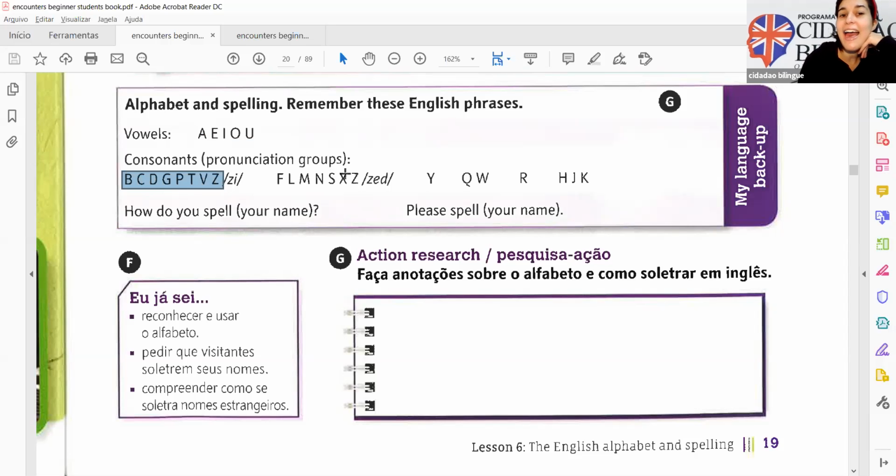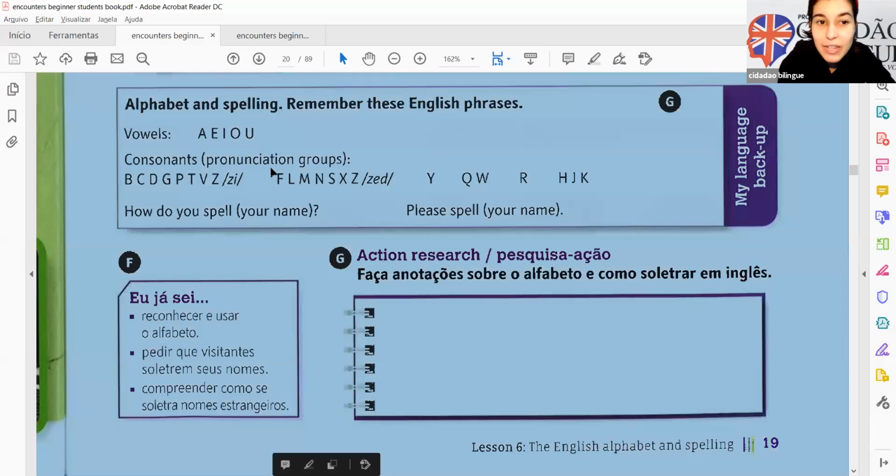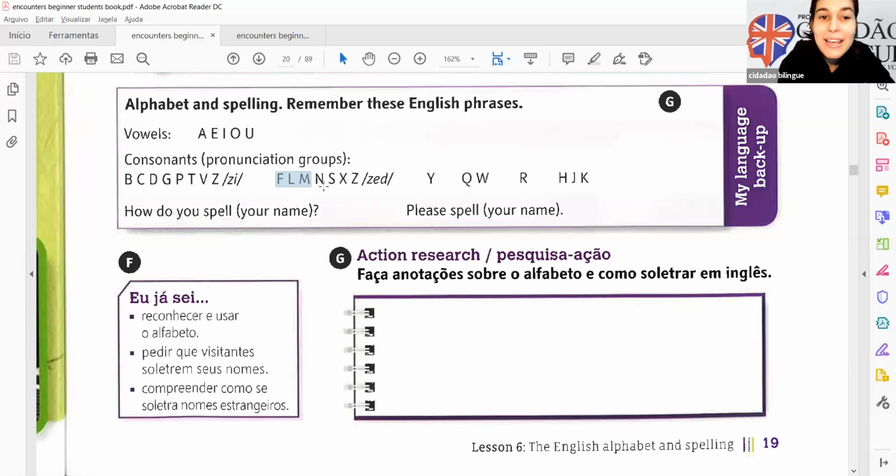Now these are the ones with the E sound: F, L, M, N, S, X, Z, okay? We can pronounce Z as Z or Z. I personally choose to say Z. Eu escolho falar Z. But in British English countries, it's more common in Europe to say Z. Nos Estados Unidos e em países com cultura americana, é mais comum falar Z, ok? Então, F, L, M, N, S, X, Z.